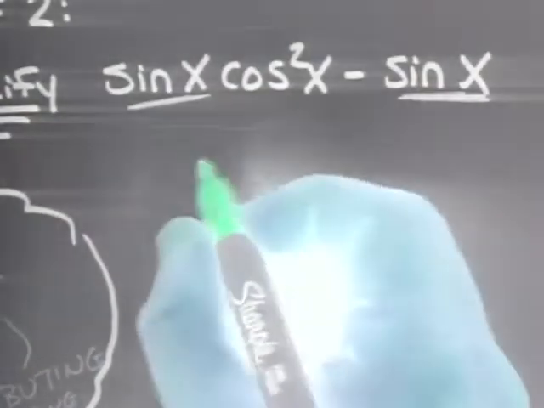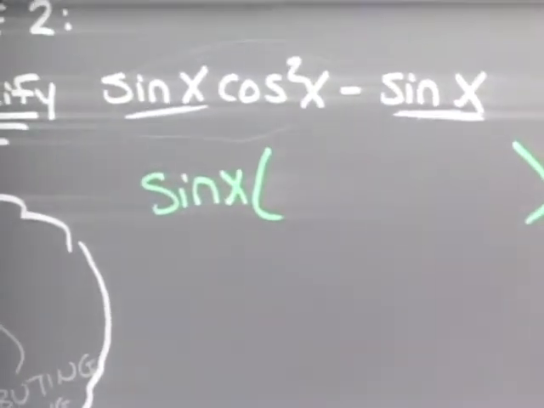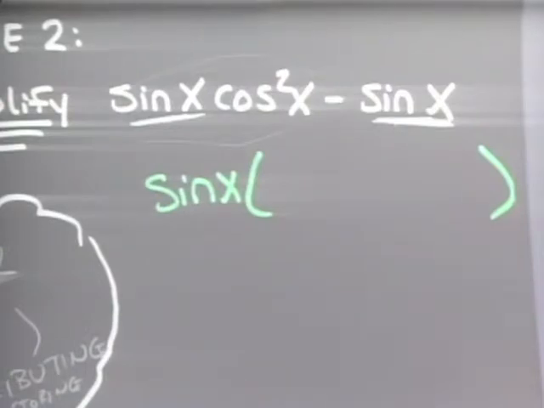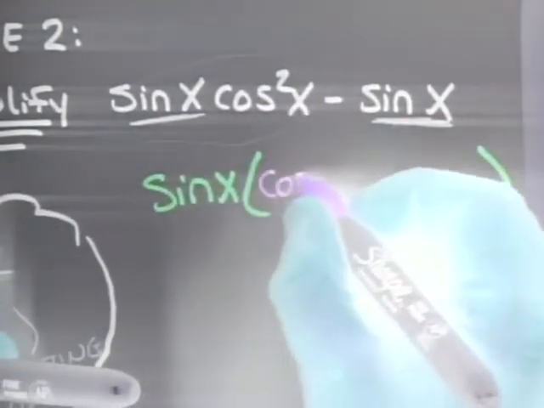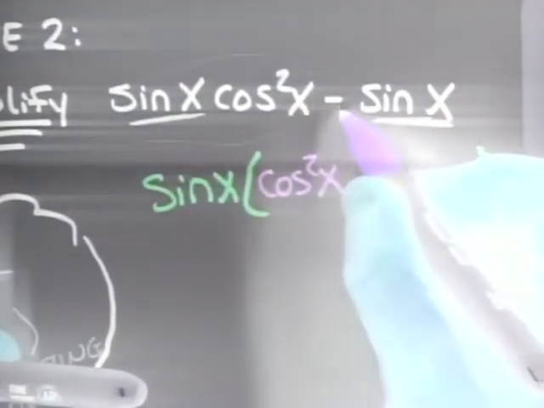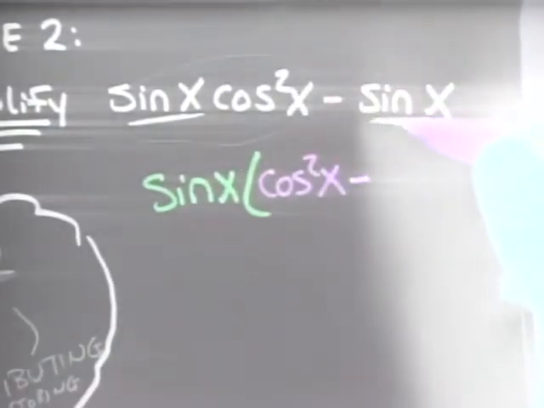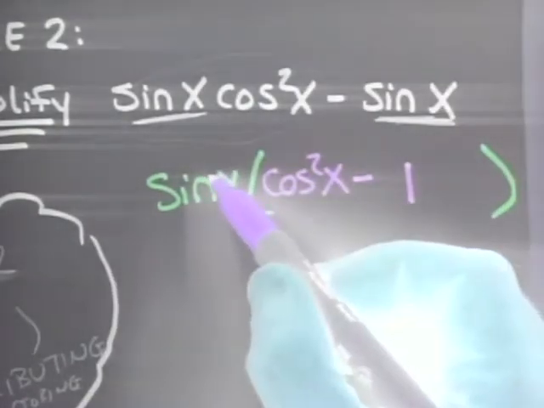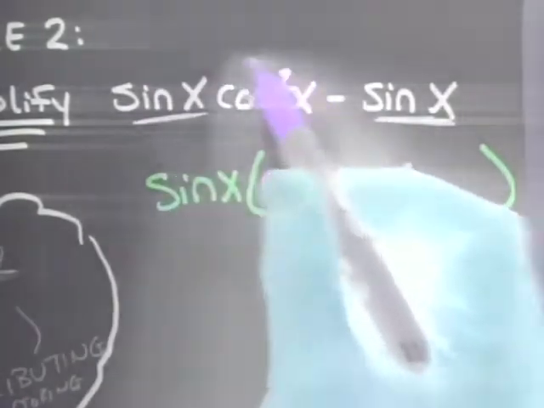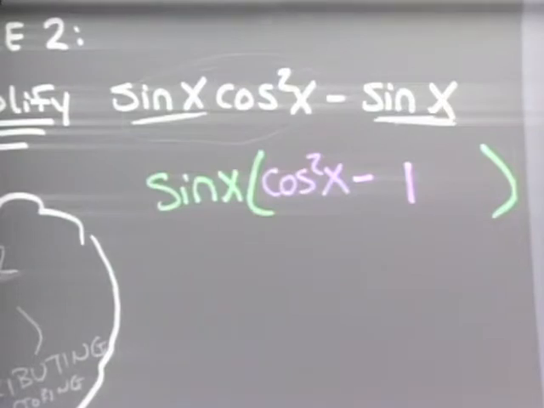So what we want to do is pull off, or undistribute, this sin x. That means we're going to write sin x, and then put a parenthesis down. Then I'm going to look at each term. The first term was sin x cosine squared x. If I pull the sin x off of it, I just have cosine squared x. Then I'm going to put the minus sign in there, and you would end up with a 1 there. Now look at this. If you redistribute it, sin x times cosine squared x gives you this, and sin x times negative 1 gives you this. So that is us just pulling off a sin x.